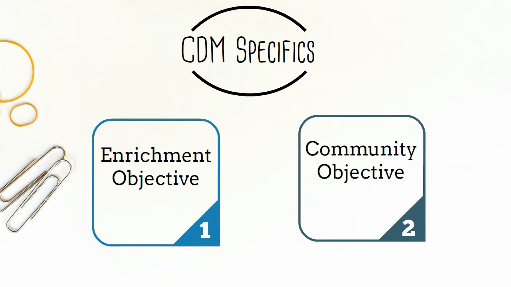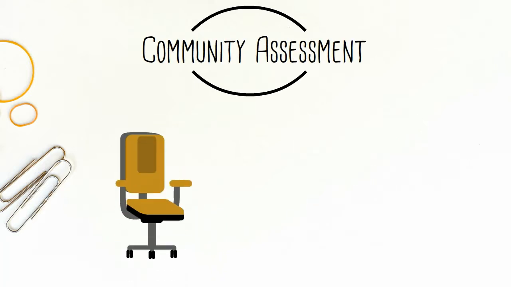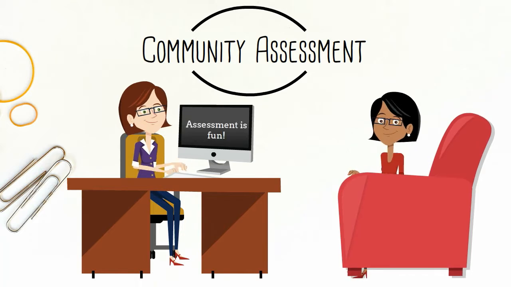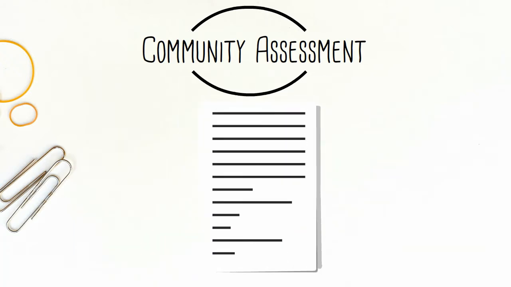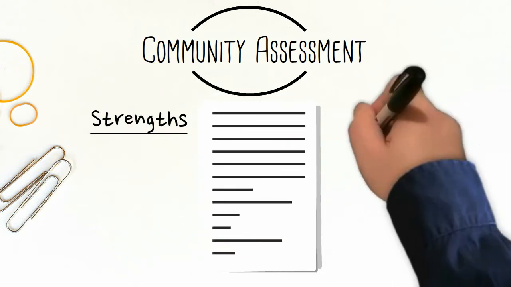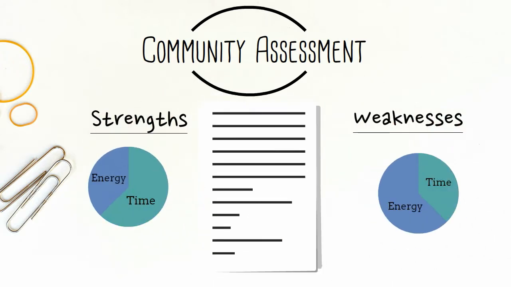Now let's move on to the specifics of the CDM. Each RA is responsible for ensuring their community meets the 2 objectives each semester. In order to do that, an assessment of your community must be completed. You and your AC will complete this assessment together at the beginning of the semester and again after 6 weeks. Once this assessment is done, you will have a better understanding of the strengths and weaknesses of your community and how much time and energy each objective will require.